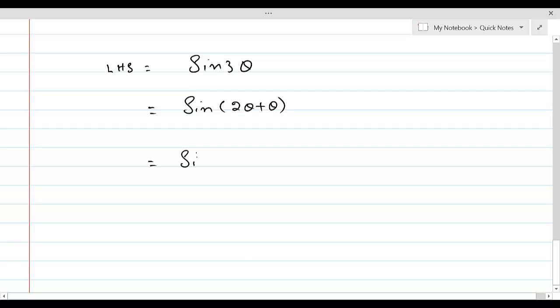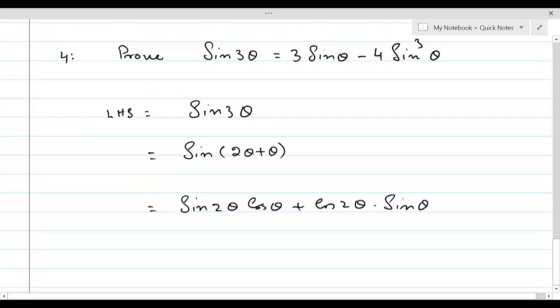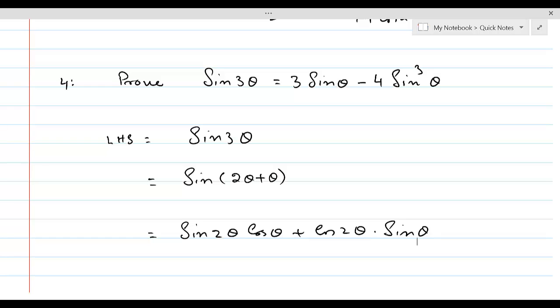So this will be sin 2 theta into cos theta plus cos 2 theta into sin theta. Now the trick is, keep an eye on what you want to prove. The expression on the right hand side which you want to prove involves only sine. There is no cos involved on the right side. Therefore, whenever you have a chance, you should convert your simplifications in terms of sine.